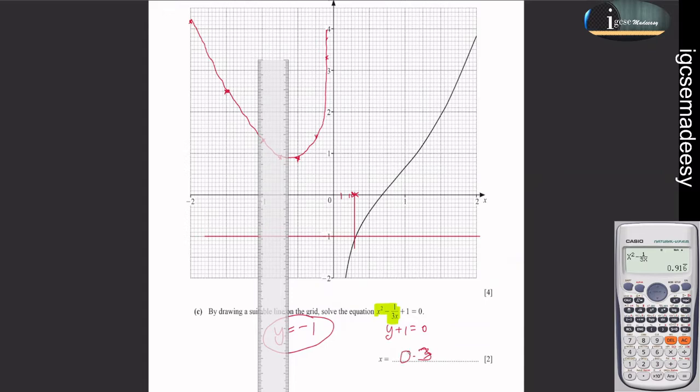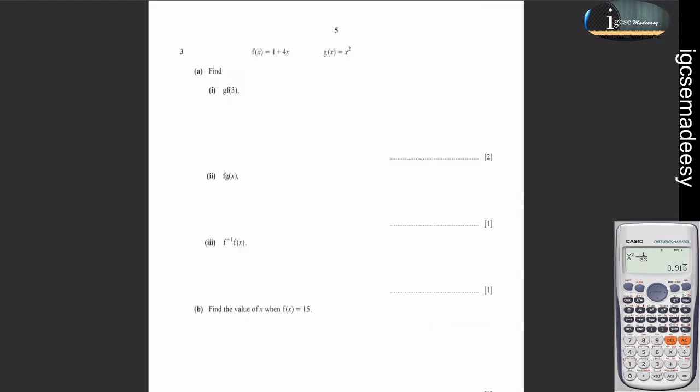So the value of x will be equal to 0.3. Question number 3.